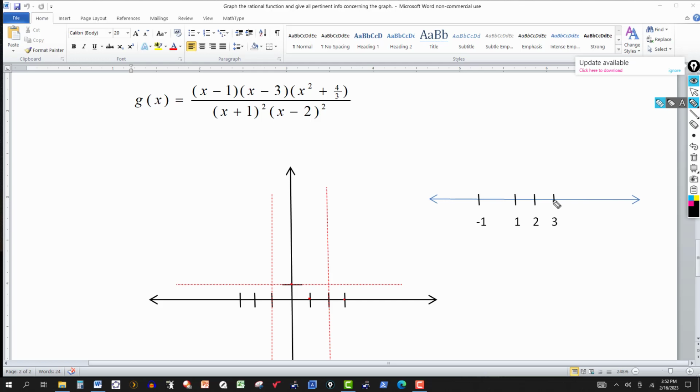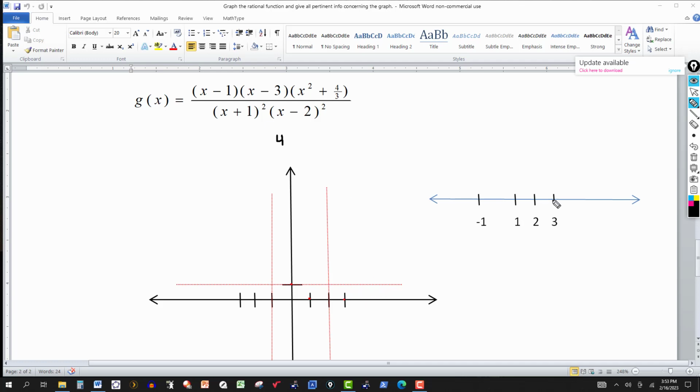To the right of 3, I'm going to pick 4, and I want to determine the sign of the function. If I get a positive number, the graph is above the x-axis. If I get a negative number, it's below. We already assume it's going to be positive, just from common sense here. But let's check it out.